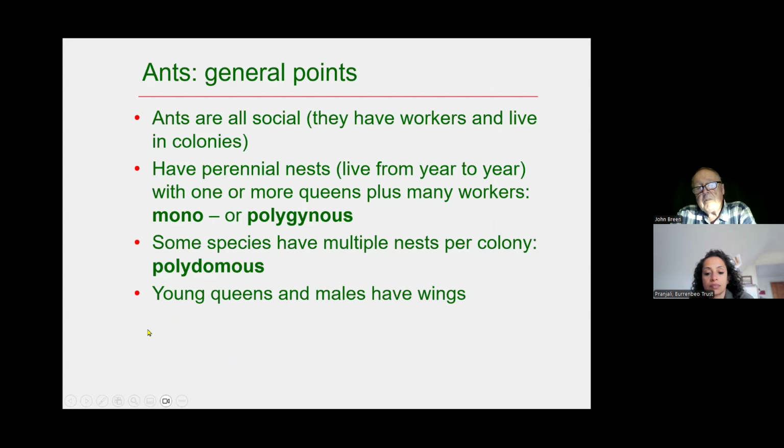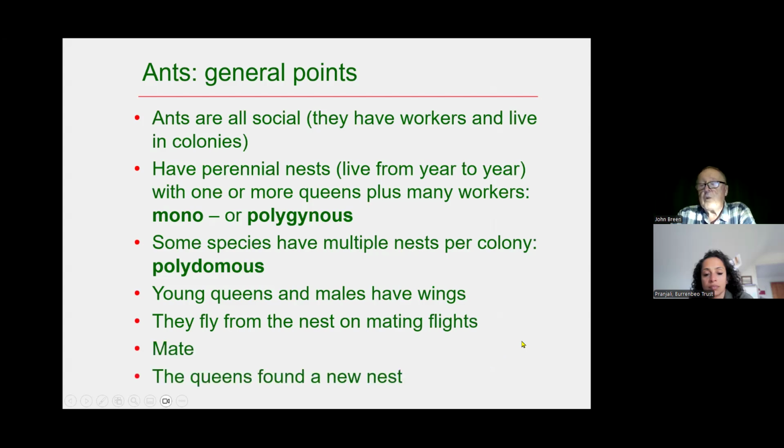When they're young, before they fly to mate, the young queens and males have wings. So when we see flying ants, we're seeing queens and males. The workers never have wings. They fly from the nest on mating flights, they mate, and the queen founds a new nest. That's basically the life cycle.